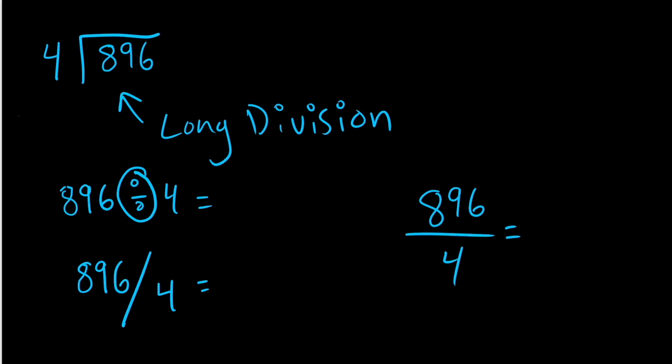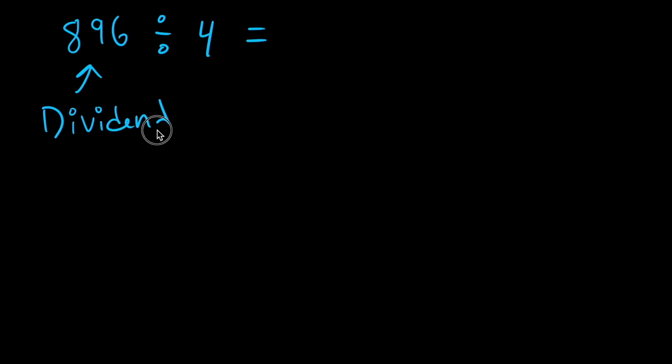Now let's organize divisor and dividend. Using the same problem, 896 divided by 4 equals. Your dividend will always be the first one, and then your second one will be the divisor. Just remember, dividend comes first, divisor comes second when it's written this way.